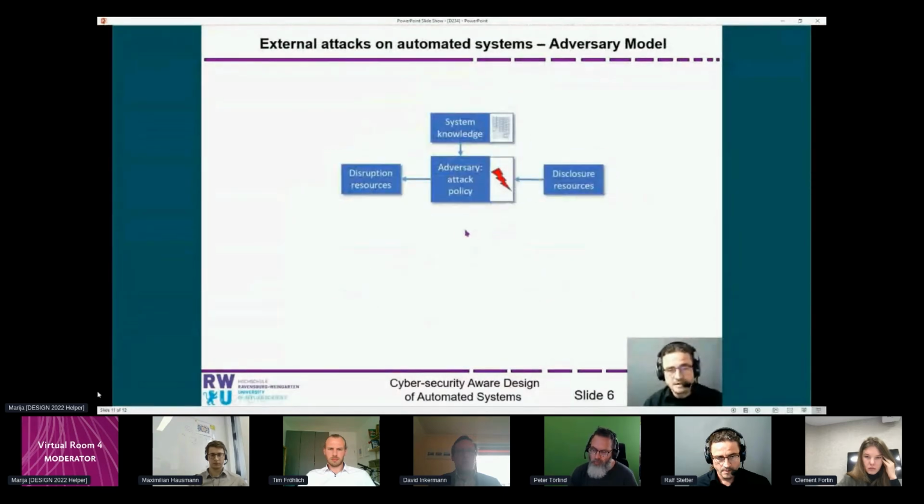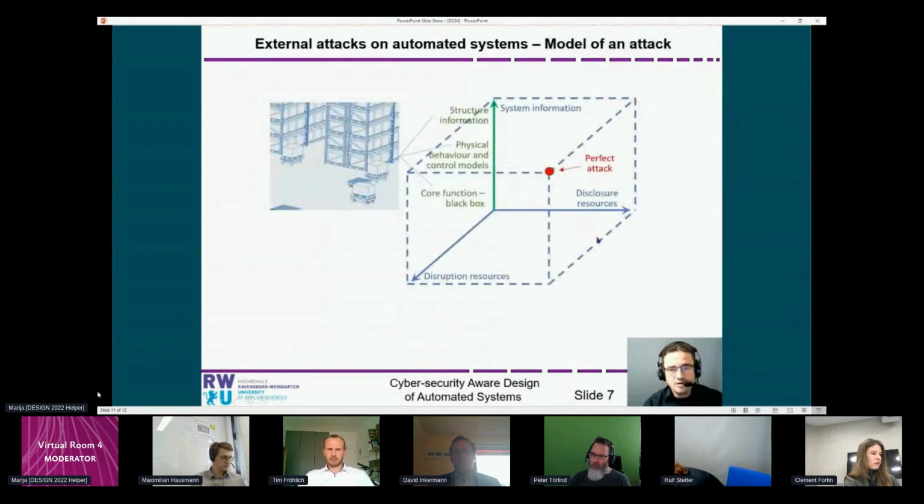So if we look at this in a bit more detail, we could look at an adversary model. So the adversary has some kind of attack policy, something that this adversary wants to change. There are some disclosure resources to learn about the system. There are some disruption resources to influence the system, usually in a dangerous way. And there might also be system knowledge, either from disclosure, but it can also be from other sources like espionage, other things. So now, if we look at this, we can build up a model of an attack.